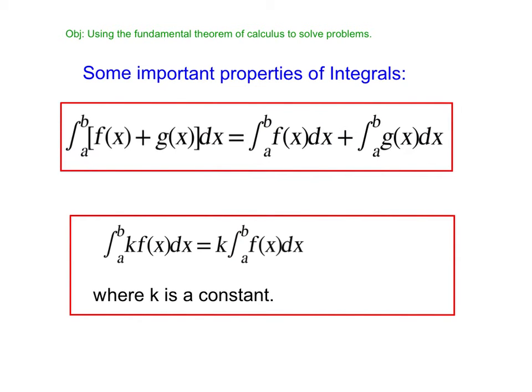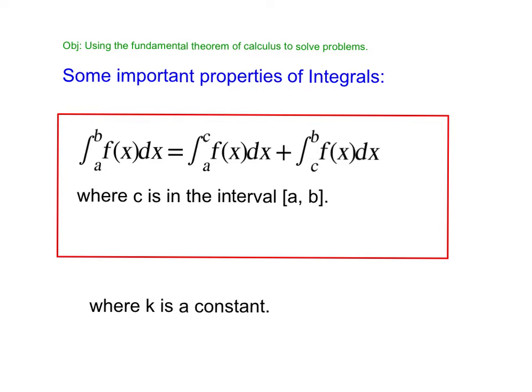Okay, so some important properties. If you are adding two functions together, you can break it up to make it easier into multiple fractions. And the same is true with subtraction, right? It's really plus or minus. If there's a constant multiplying your function, you can pull it on the outside, just so you can avoid taking the antiderivative of it to make life easier.